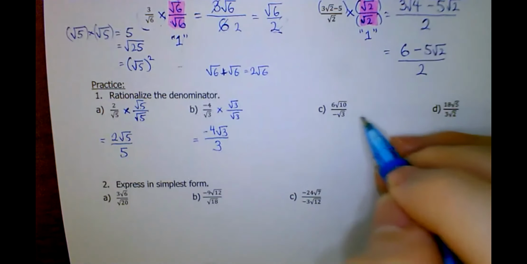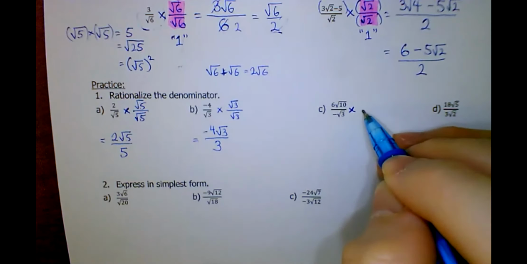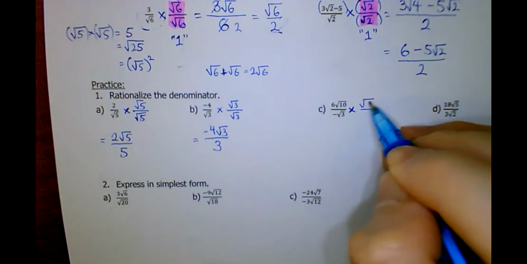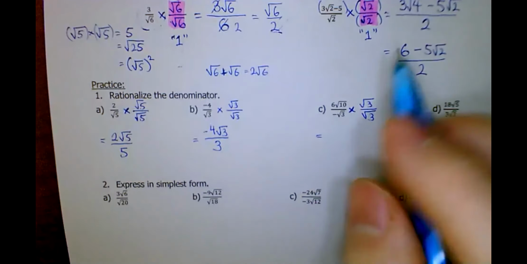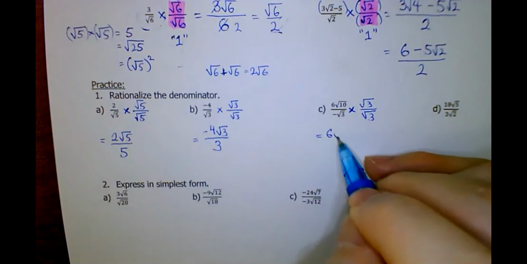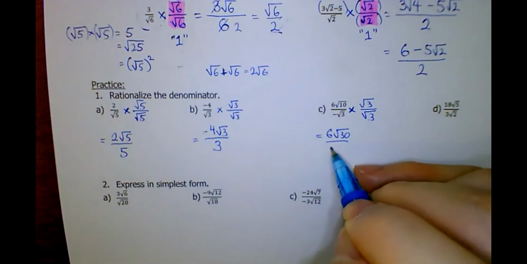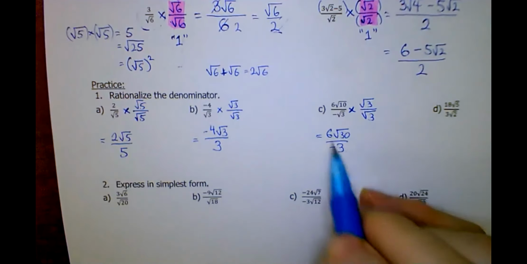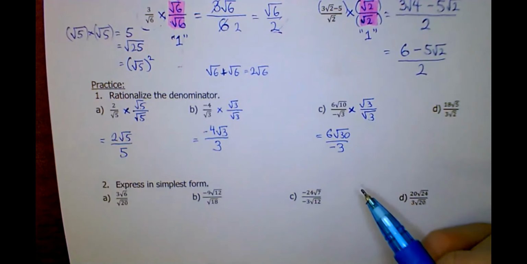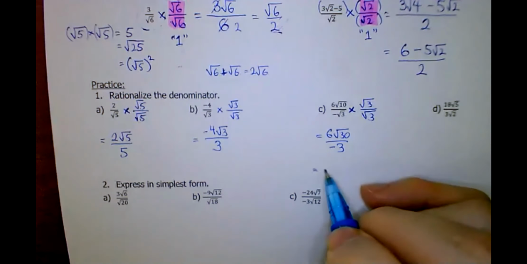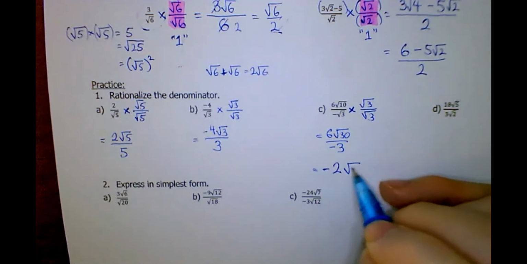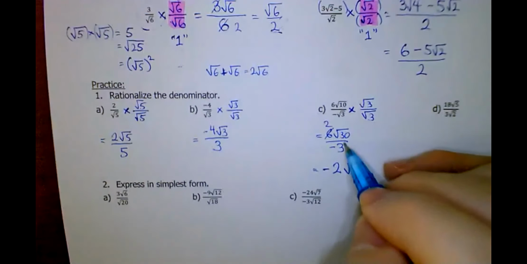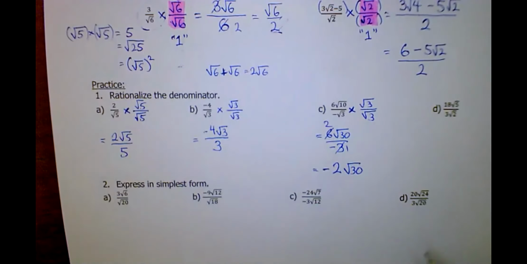Dahlia? Multiply by root 3 over root 3. Yep. You don't have to worry about the negative. And then that becomes 6 root 30 over negative 3. Good. And then those numbers happen to reduce to negative 2, because that's divided by 3, divided by 3, 2 over negative 1.